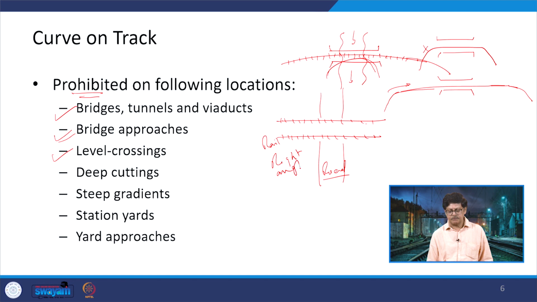and we have discussed it when we were talking about the alignment. So, they should be at right angle, and if there is a requirement of a curve, it can be provided later, in the case of the road as well as in the case of the track.